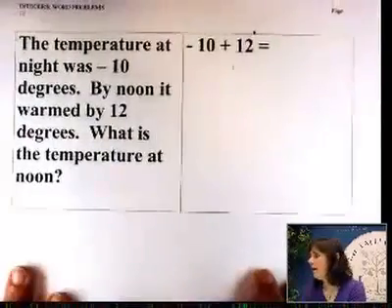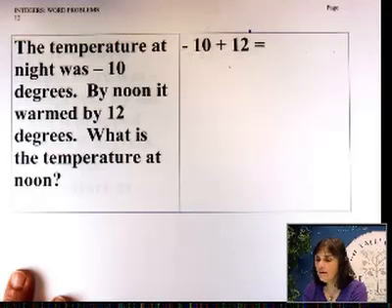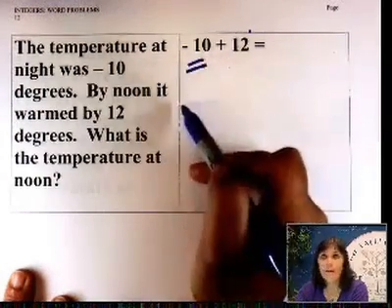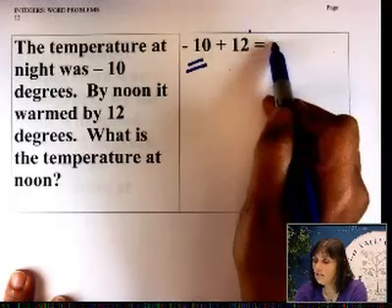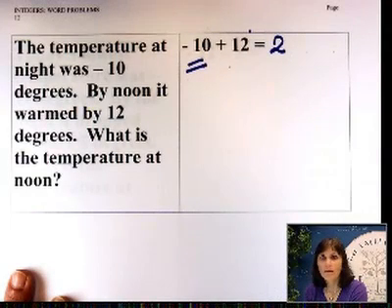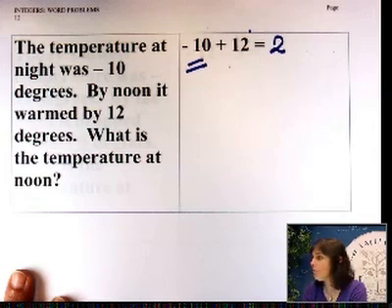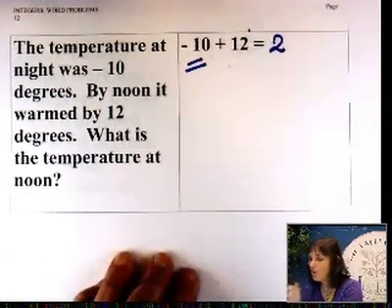All right, another one, temperature. Temperature at night was negative 10. By noon, it warmed by 12 degrees. What's the temperature at noon? Well, it was negative 10. Warmed up means positive, positive 12. So it was only 2 degrees. Well, it didn't say Celsius or Fahrenheit. I'm assuming it's Celsius. But since they didn't tell me that, I can't put anything.